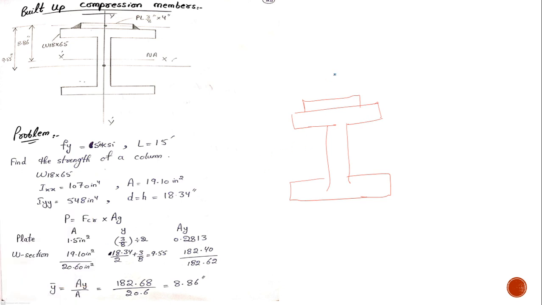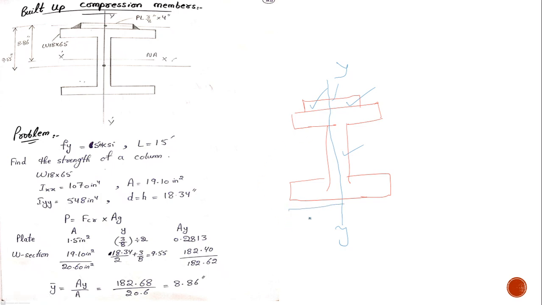Okay, you should know, if I draw a y-axis here, along the left of this y-axis I have half plate and half W section, exactly half. Similarly, along the right side of this y-axis, I have half plate and half W section. It means there is symmetry along the y-axis. It is a symmetrical section along the y-axis.